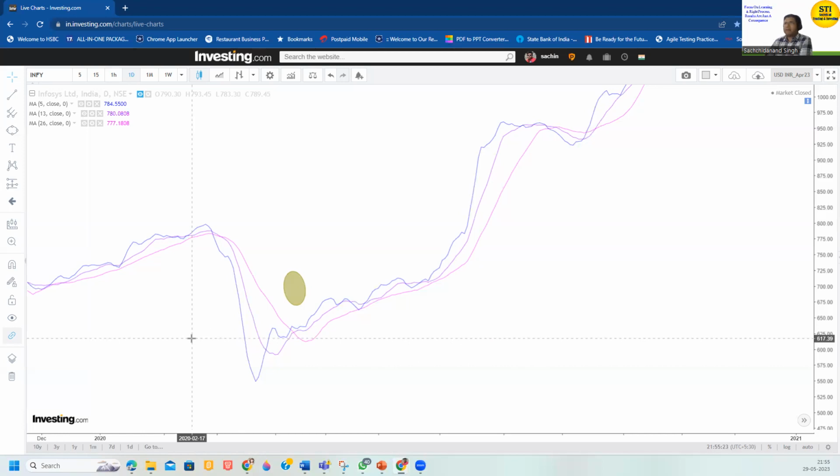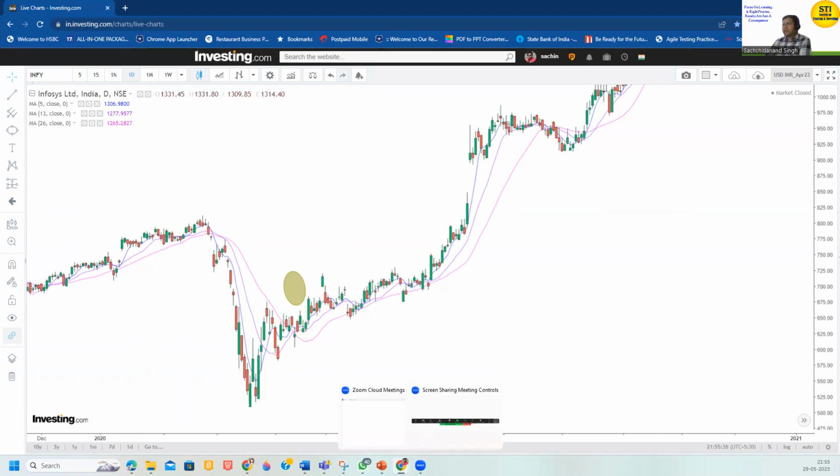So, moving average, this is the example. As of now, is it clear, or do we have any more questions on this one? Yes, sir, clear for me. Thank you. Okay, great.